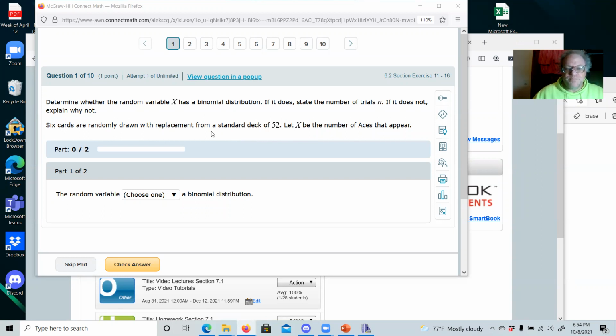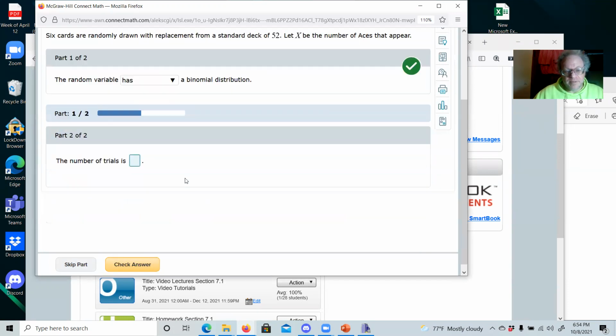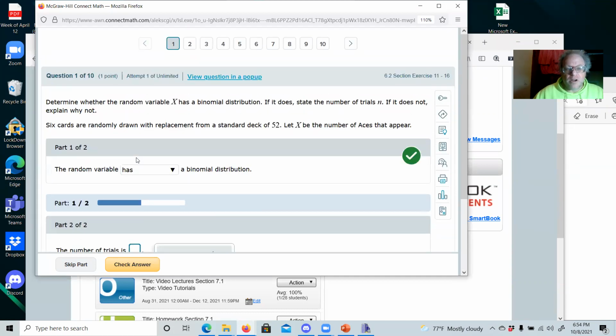So we do have a binomial distribution, mostly because of the replacement. That's going to keep our probabilities constant and independent. We're saying randomly drawn, so we're assuming that we shuffle between the draws. Let's go ahead and check the number of draws. How many cards are we drawing? We're doing this 6 times.